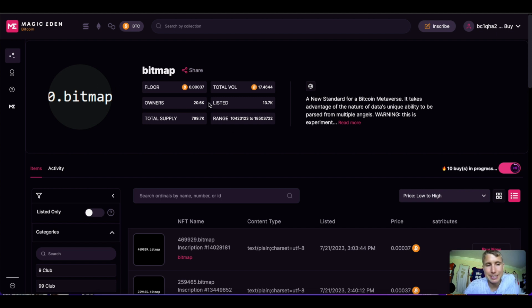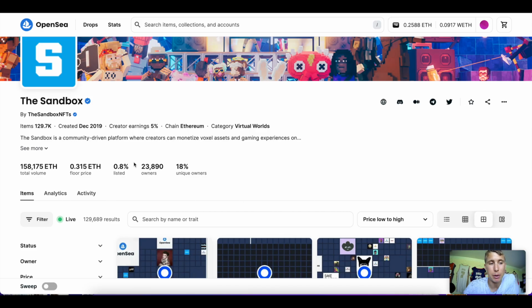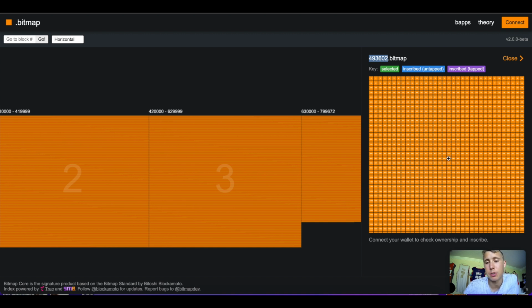Also keep in mind, it's still the early days. The holders climb by about 500 different holders every single day. By comparison, if you look at The Sandbox, there's 23,000 individual holders for all of their collection. It'll be interesting to see how this parceling comes out, but how can you capitalize on the bitmaps currently?